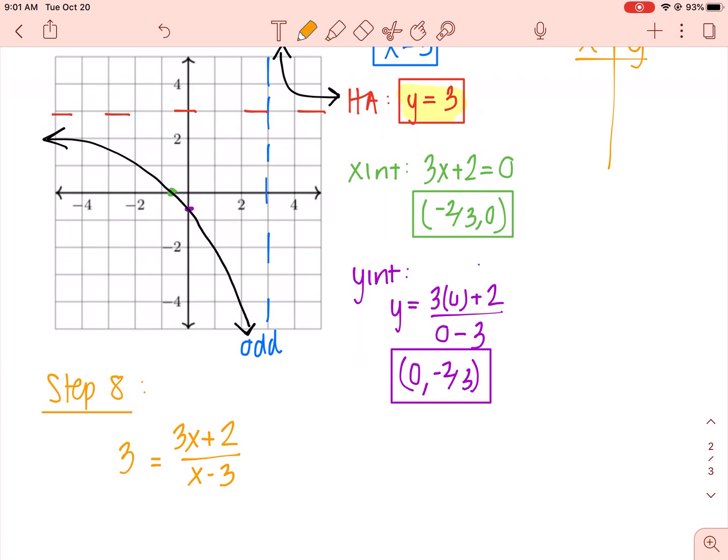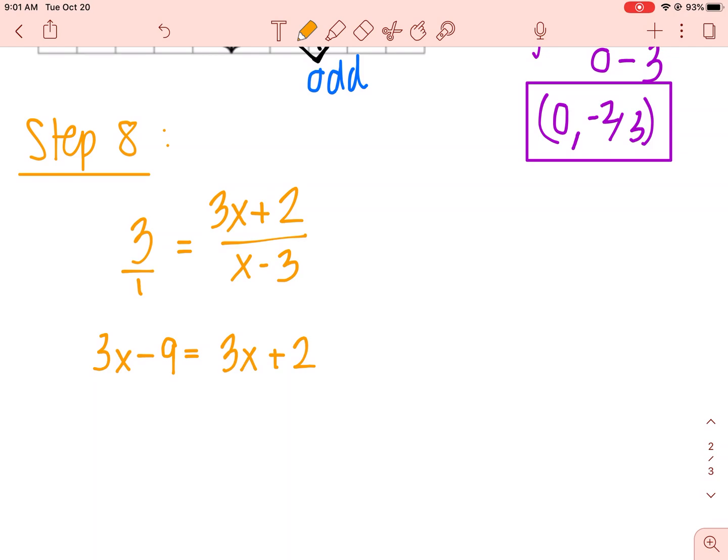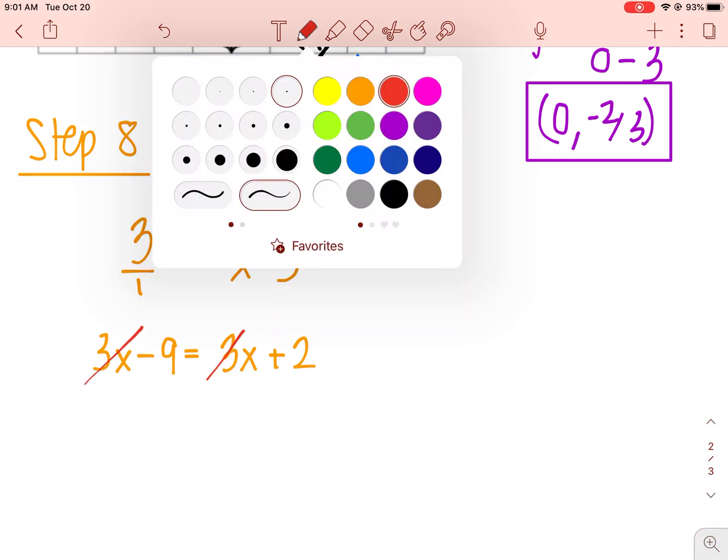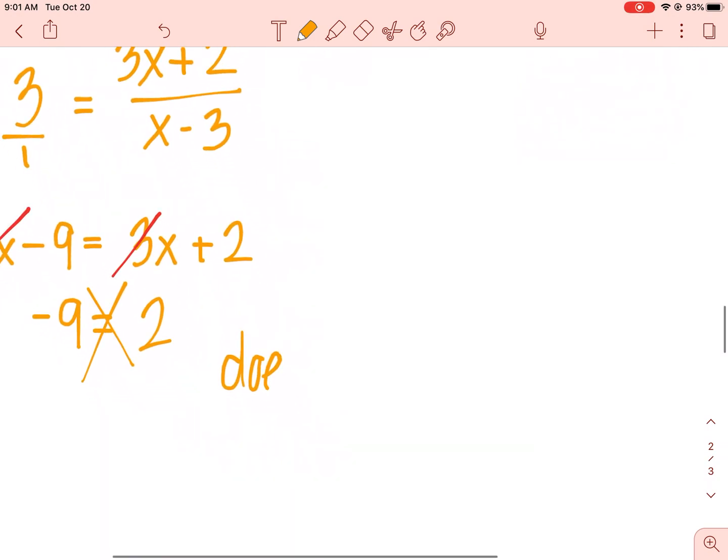Okay, I'm going to put this over 1. Let's cross multiply. Get 3x minus 9 equals 3x plus 2. Realize that these x's will cancel, and you'll be left with negative 9 equals 2. Well, that's not true, so it doesn't cross the horizontal asymptote.